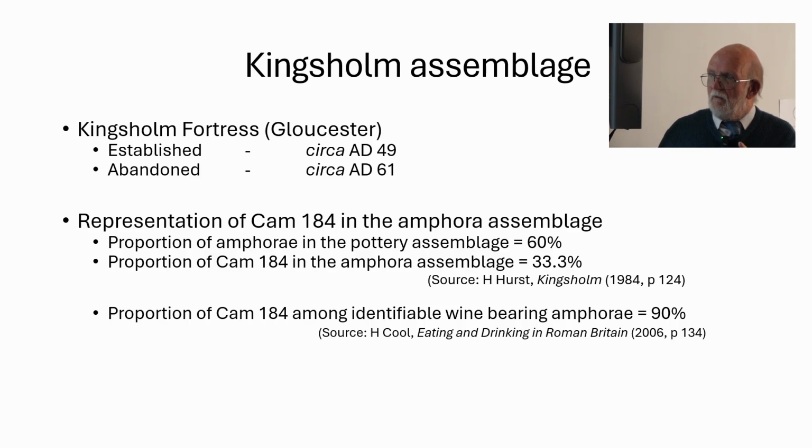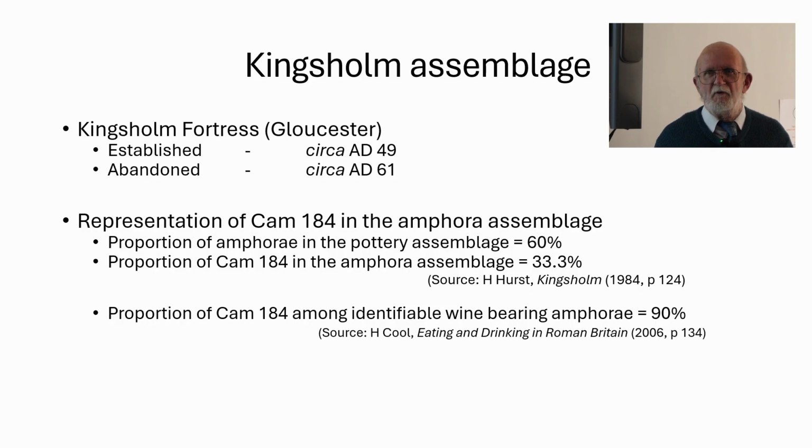The Cam 184, the Rhodian amphora, type 10D, figures prominently in Hurst's material collection from the Kingsholm excavations, of which we've seen the publication a couple of times previously in this morning's sessions. About 60% of the material Hurst excavated consisted of amphora, and about a third of those amphora were fabric 10D, the Rhodian. So it's about 20% of the total.